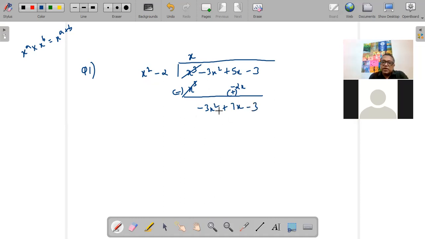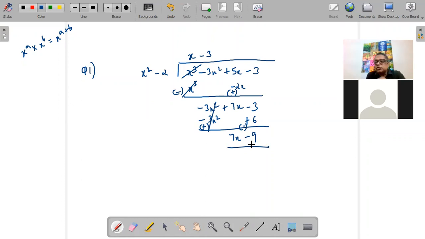Now how many times will x square go in -3x square? See the first term here: -3 times. So x square will be multiplied with -3. x square into -3 gives -3x square. -2 into -3 gives +6, which ultimately gives -9 after changing signs. Here I change the signs: this becomes plus and this becomes minus. This is going to get cancelled. So here we get 7x, and -3 minus 6 gives -9.